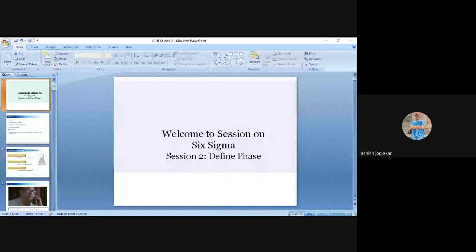The second step in define phase is team charter. That is, when I take a project that I will improve this thing from this to this, then I have to define the team who will support me, who will help me in analysis, who will help me in deploying the solution.